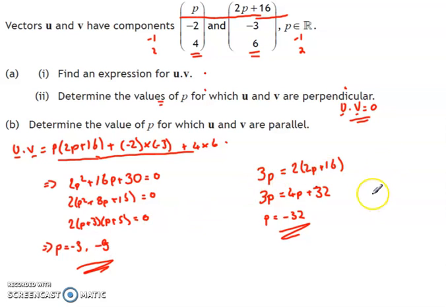For part B, it's worth 2 marks. First, for setting this up here. Second, for manipulating it and getting that p is equal to negative 32. So there you go, 6 marks in total for that, all relating to the properties of vectors and how they relate to one another.